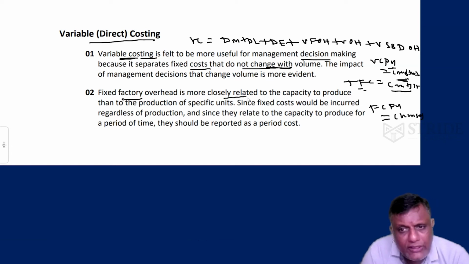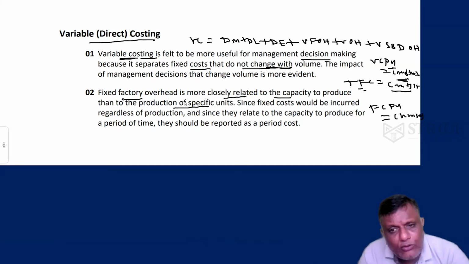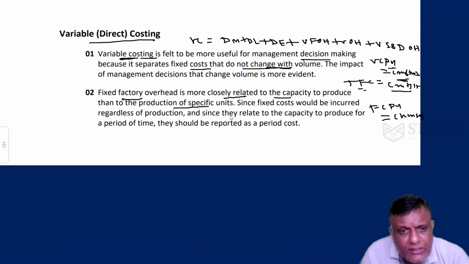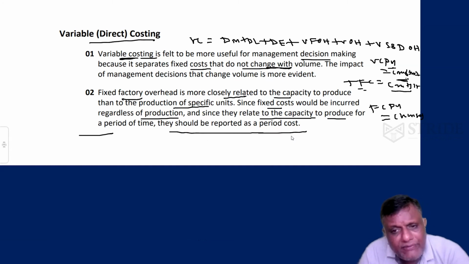It is more closely related to the capacity to produce. How many are going to be produced? Fixed factory overheads: whether you produce or not, fixed factory overheads are going to happen. The fixed cost remains the same irrespective of production. Examples: factory rent, supervisor salary. They are going to be there always, related to the capacity to produce over a period of time. Fixed overhead costs are reported as a periodical cost.